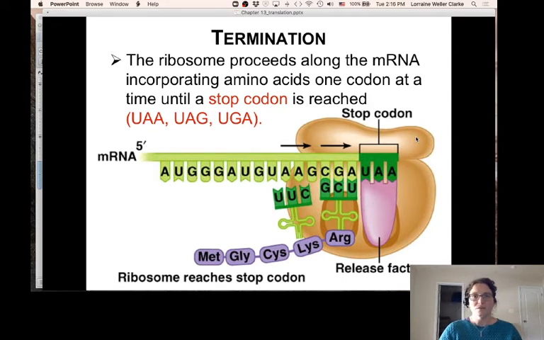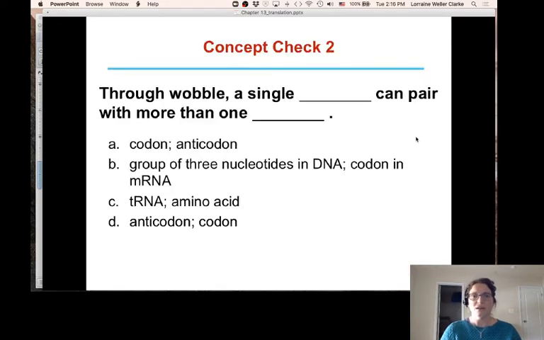Okay, so do a brief review. Through wobble, single blank, compare with more than one blank. What's pairing with what, I guess, is the question here.